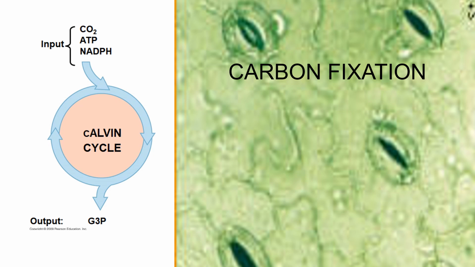Okay, so that was the light reactions. Let's move on to what's called carbon fixation. Sometimes this is also called the dark reactions or the Calvin cycle. Carbon fixation takes place with enzymes in the stroma of the chloroplast. Take a look at the inputs on the diagram. I like this diagram, it's nice and simple. The inputs for carbon fixation are the products of the light reactions, ATP and NADPH, as well as carbon dioxide.